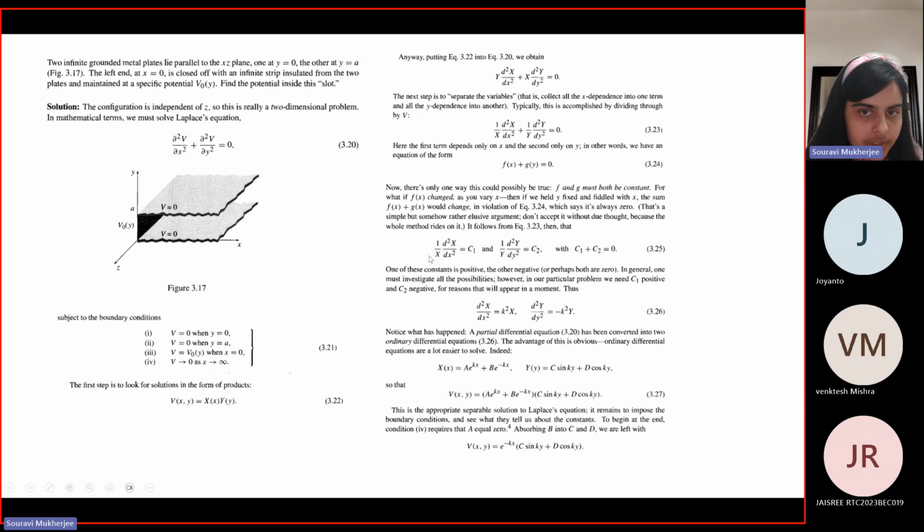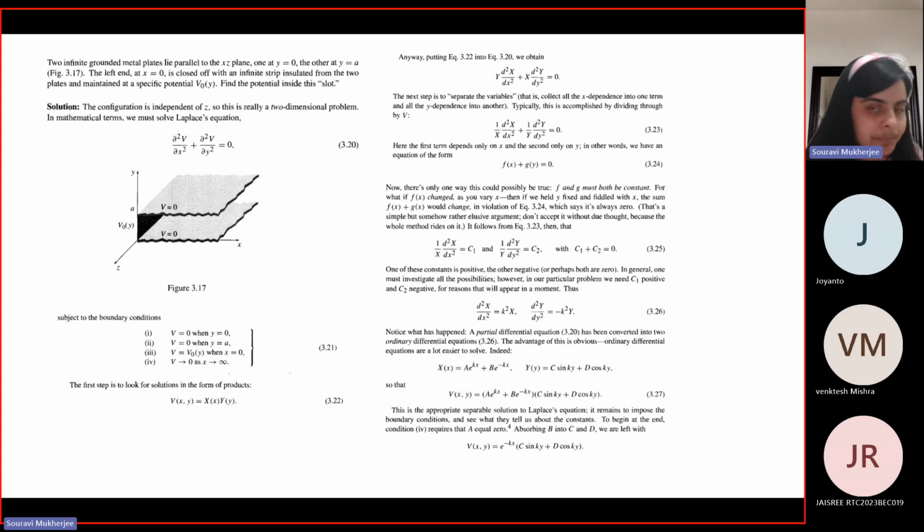So, if this value is equal to c1 and if 1 by y square is equal to c2, then c1 plus c2 should be equal to 0. Okay. Now, what we do is we take this constant to be something like k square. Why do we take it as k square? It's because it makes it mathematically simplest.